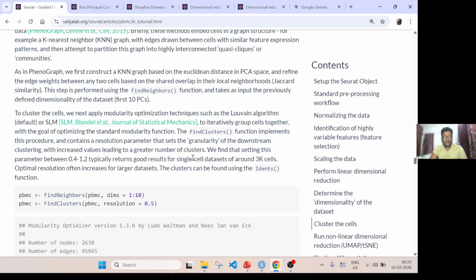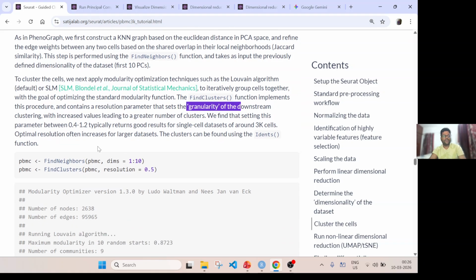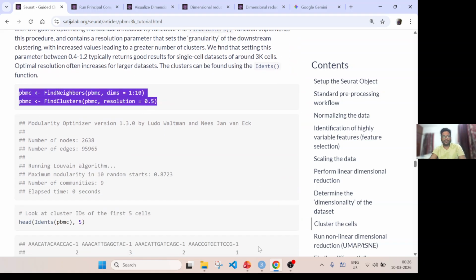What they are saying is that they use the Louvain algorithm or SLM to group the cells, and the goal is optimizing the standard modularity function. That means each cluster is one module. The logic is that within the module they are connected strongly, and across clusters they are not connected like that. Again, as I said, granularity will tell us how many clusters you want. So these are the two steps that we will do.